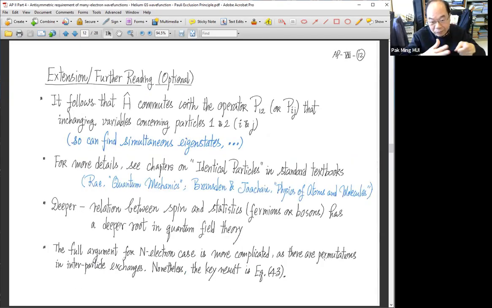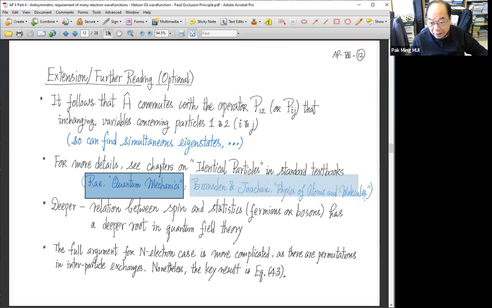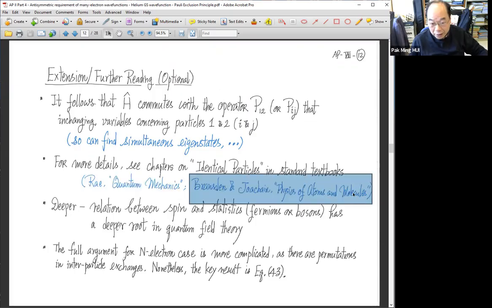And that is what I just told you. If you want to go deeper, into the n-particle situation, it is more involved. You need to have some funny operator interchanging things. And if you want to read more, you can go to the standard chapters in standard quantum mechanics books, Rae and Bransden. It gives a very detailed discussion, but more than we need.